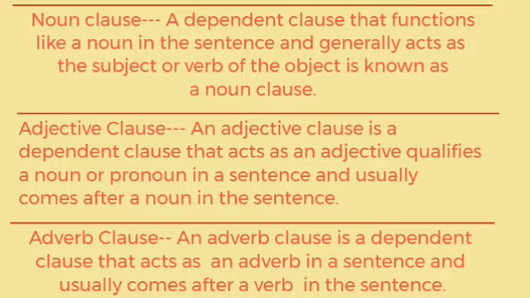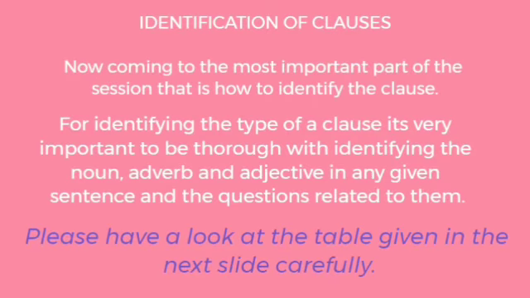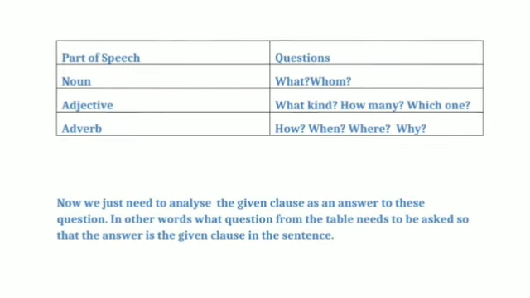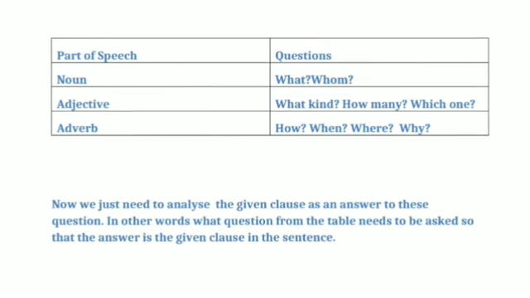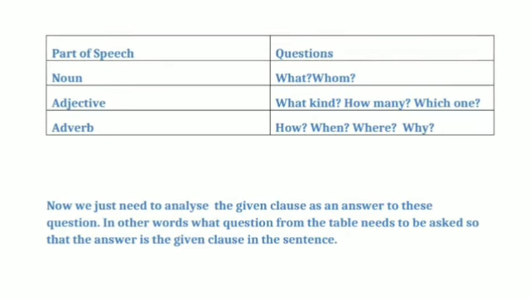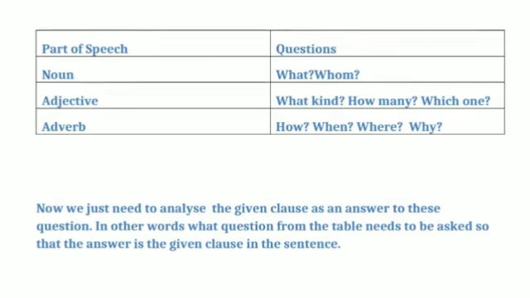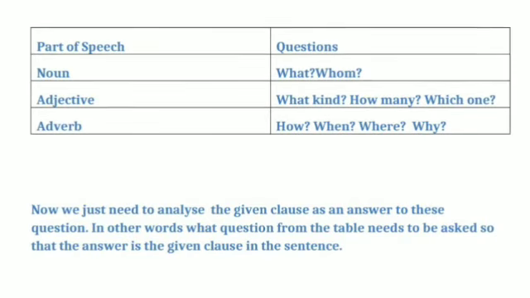Now coming to the most important part of this grammar session, that is how to identify the type of clauses. For identifying the type of clauses, it is very important to be thorough with identifying the noun, adjective, and the adverb. Now, please have a look at this table carefully. It has the three parts of speech, that is noun, adjective, and adverb, and the questions associated with them. Now, we just need to analyze the given clause as an answer to these questions. In other words, what question from the table needs to be asked so that the answer is the given clause in the sentence.